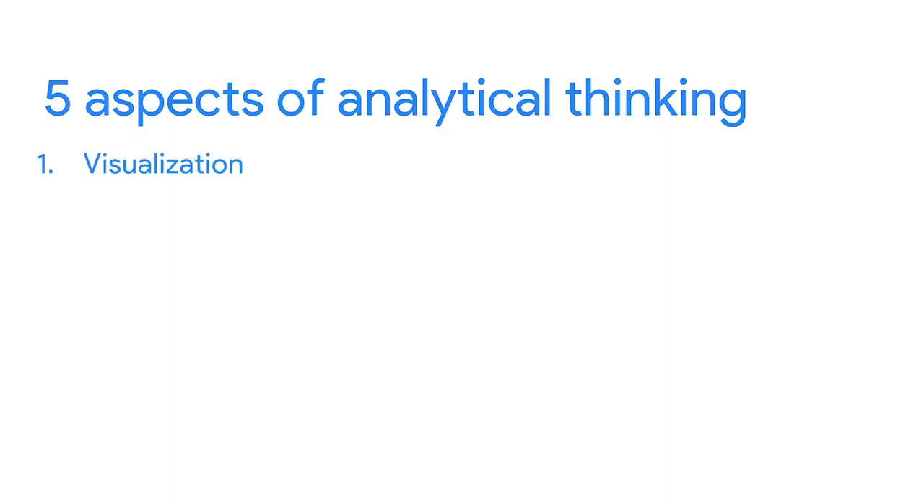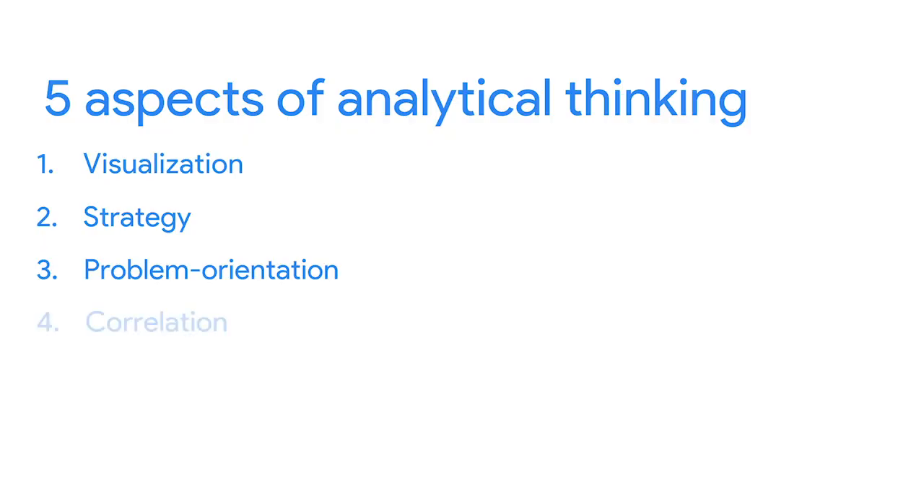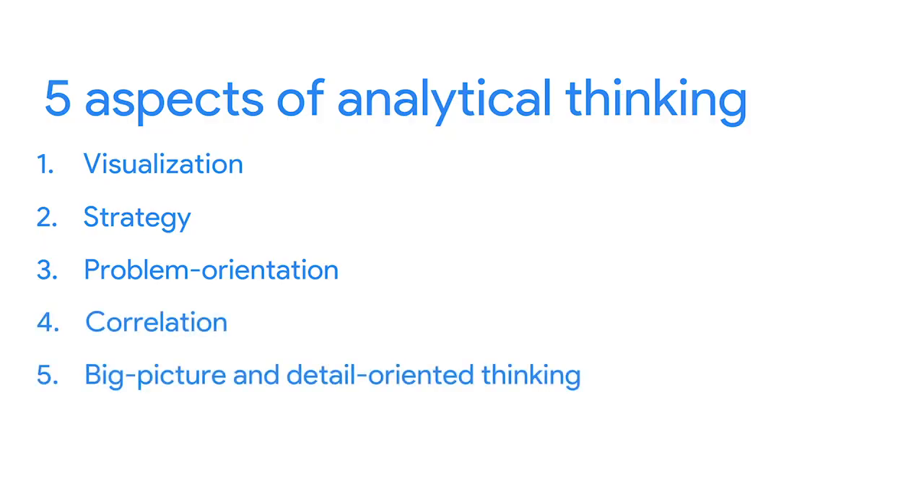On the flip side, detail-oriented thinking is all about figuring out all of the aspects that will help you execute a plan. In other words, the pieces that make up your puzzle. There are all kinds of problems in the business world that can benefit from employees who have both a big picture and a detail-oriented way of thinking. Most of us are naturally better at one or the other, but you can always develop the skills to fit both pieces together. And now that you know the 5 aspects of analytical thinking, visualization, strategy, problem orientation, correlation, and big picture and detail-oriented thinking, you can put them to work for you when you're working with data. And as you continue through this course, you'll learn how.